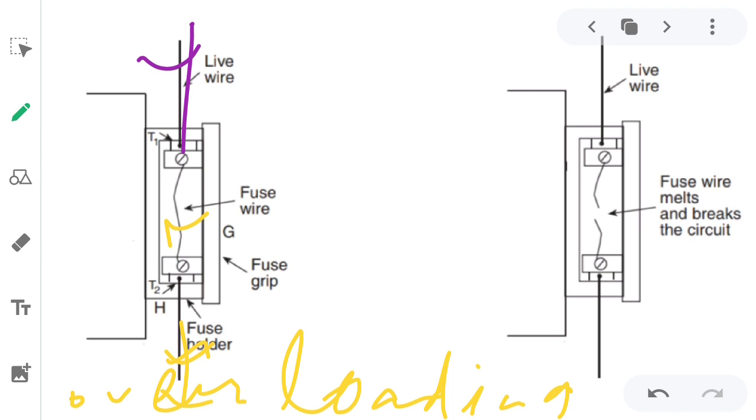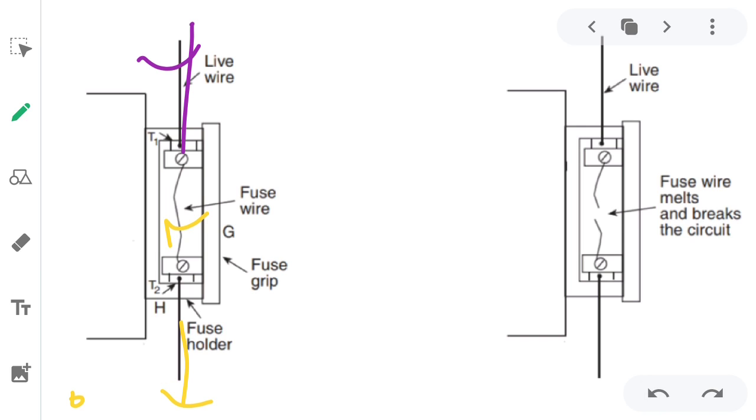And when this wire draws a huge amount of current, it will get heated, but the current which it will try to get will flow through this fuse wire, and this fuse wire is not capable of carrying that current. This fuse wire will carry only a limited current.